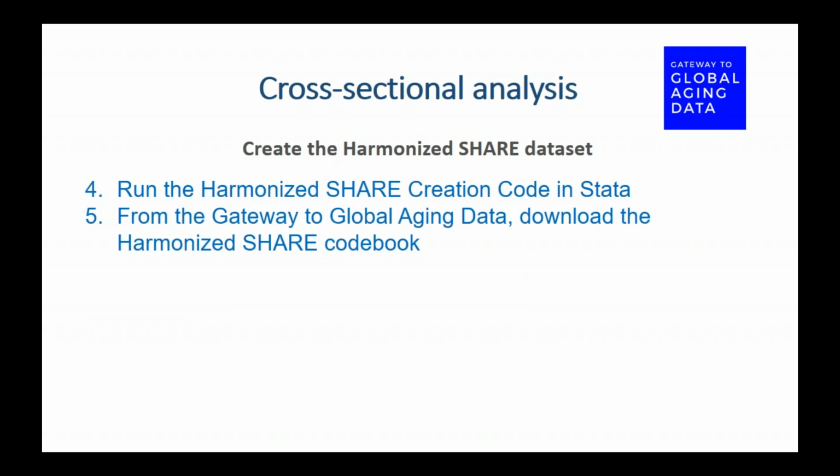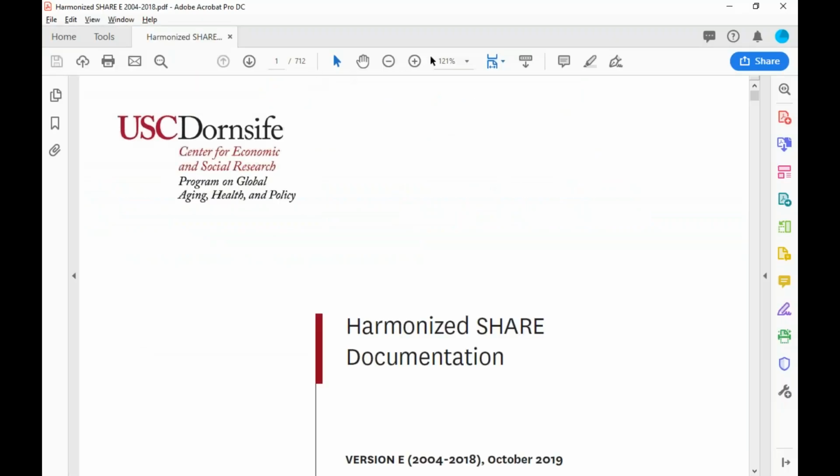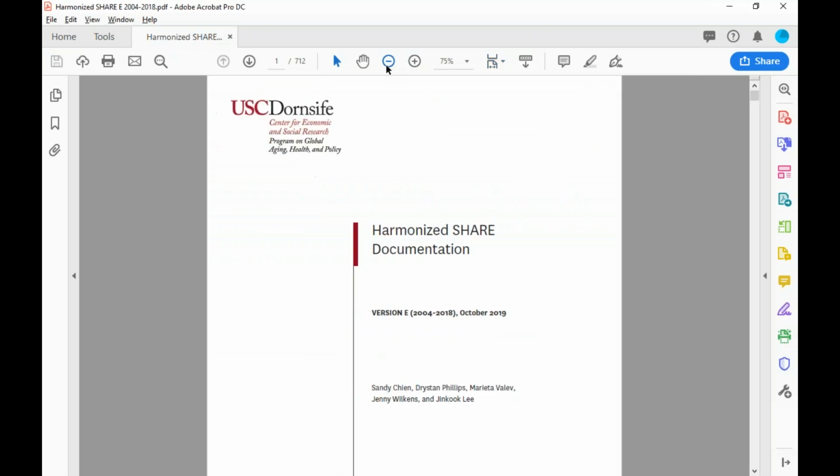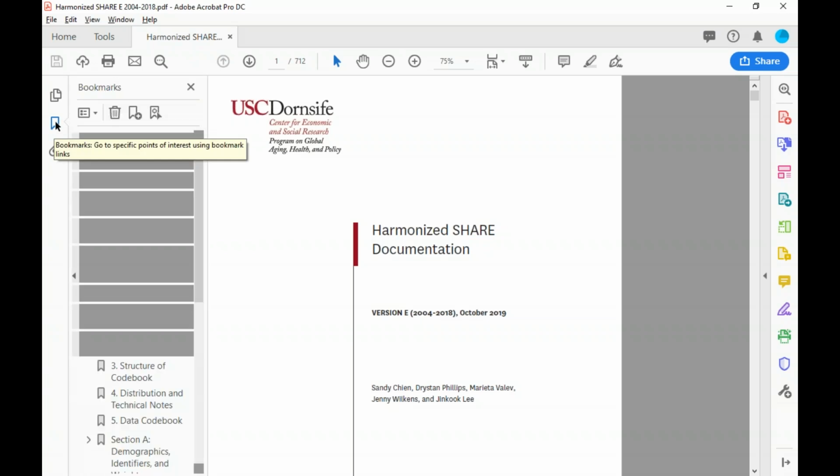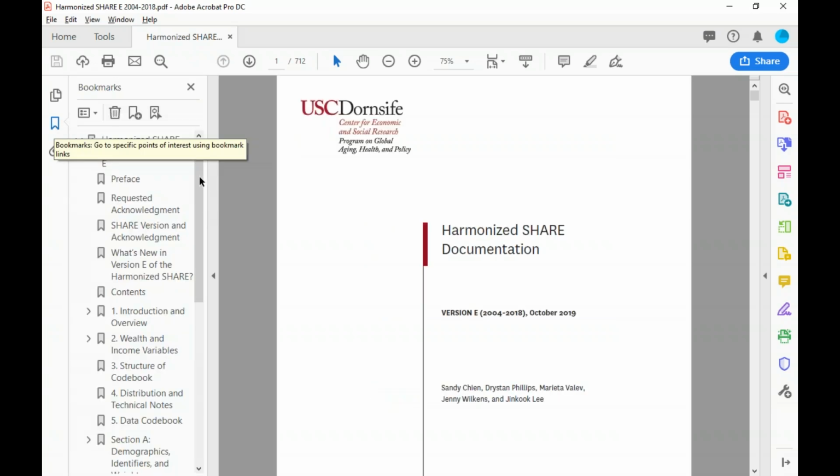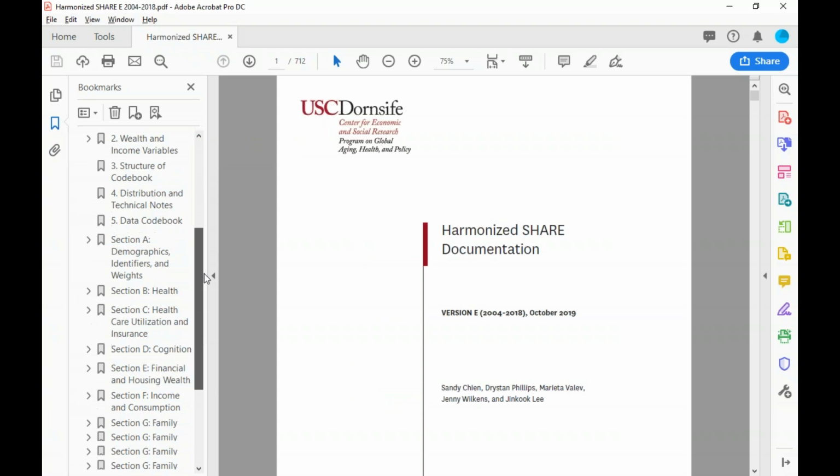Also, from the Gateway to Global Aging data, you can download the Harmonized SHARE codebook. Let's briefly look at that codebook, and we'll look at it some more later on. You can see this is our Harmonized SHARE documentation. This documentation is built in with bookmarks, so you can see some information about what's included.